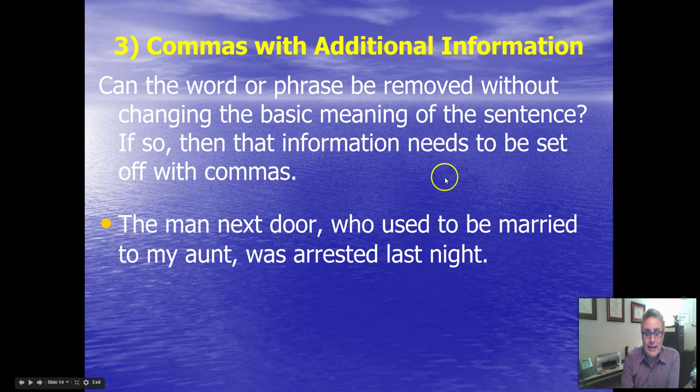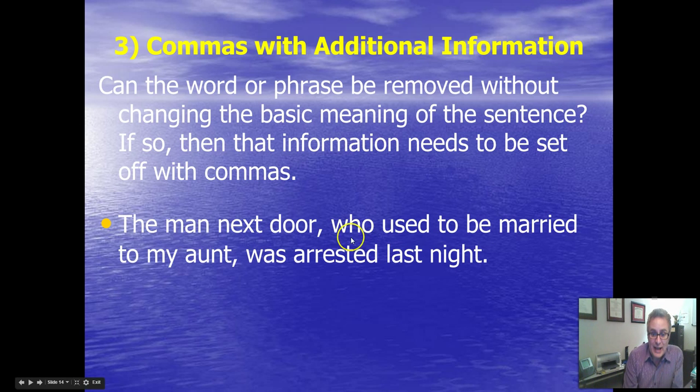So notice, I can leave this information out, who used to be married to my aunt, and I still retain the subject and the verb of the sentence. The man next door was arrested last night. I am offering my readers additional information about which man next door. Maybe you have men on either side of you, and so you're letting your reader know the man next door to me, not the one who runs around naked in his backyard, that crazy guy, but the other one who used to be married to my aunt was arrested last night.